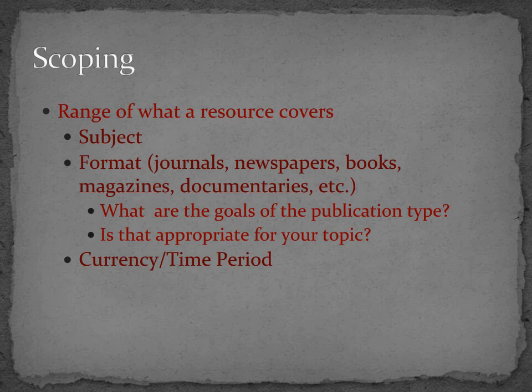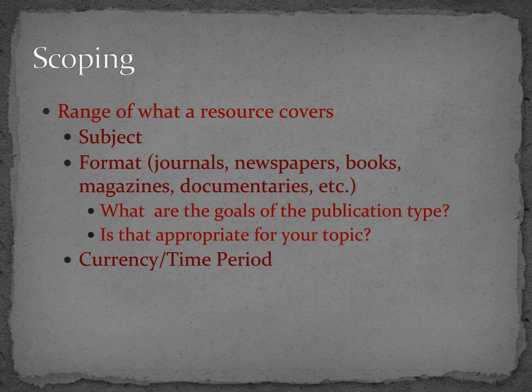Another key scope in research planning is scoping. So scoping is when you're determining the nature of what it is that you're looking for. So you want to think about what resources you actually need. So you're looking at the range of what a resource covers. So if you have a topic that's in a specific subject area, if you're researching chimpanzees, for example, you probably want to be searching something in biology, or if there's something even more specific to primatology, search within that.